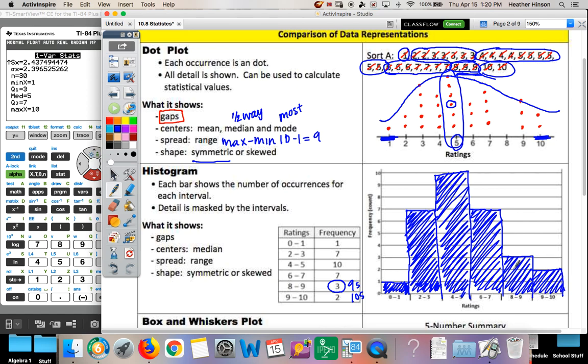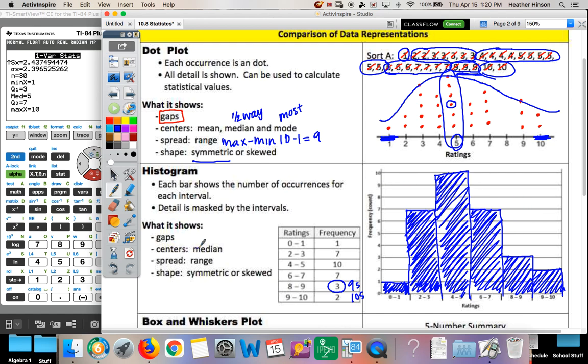So that's a histogram. You can see how many are in each row. And the detail is masked by intervals. So you can see the intervals are just 0 to 1, 2 to 3, 4 to 5. So you can't see exactly how many 4s we had or exactly how many 5s. You just know there were 10 between 4 and 5. But you have no idea how many of each there are. So it makes the data a little bit more obscure, where you can't really tell a lot of information. It will show you if there's any gaps. So if any of those had been empty, there would have been a gap.